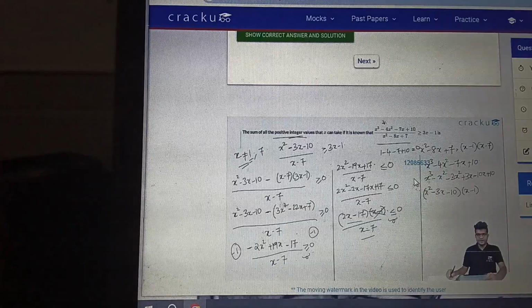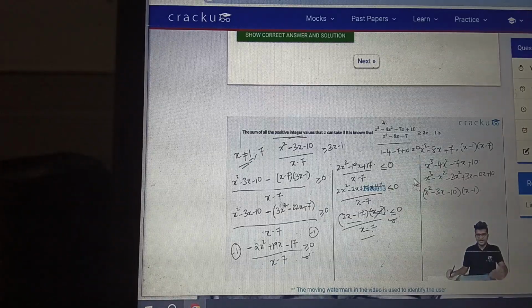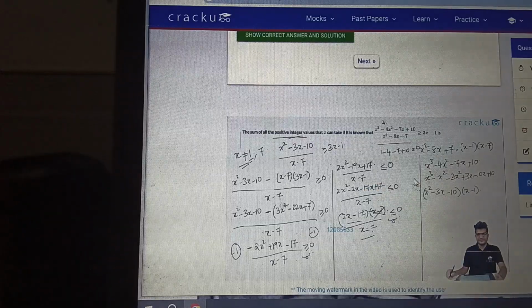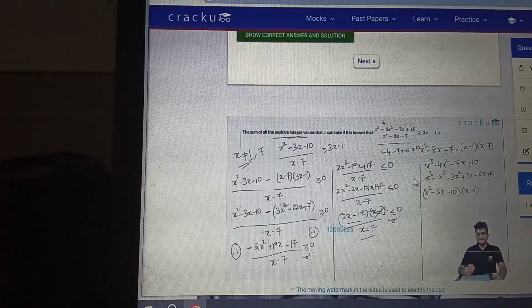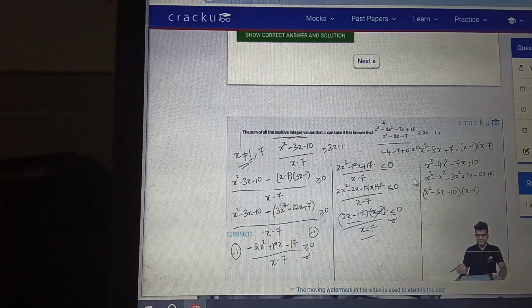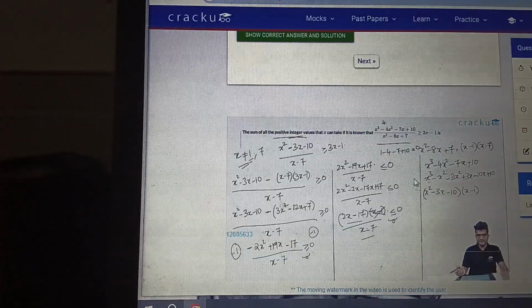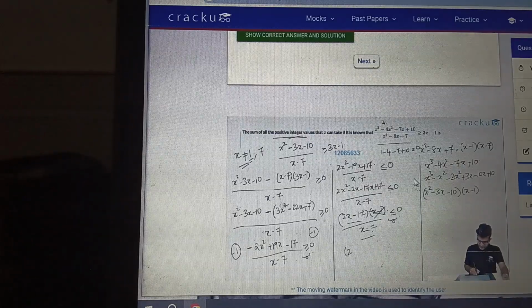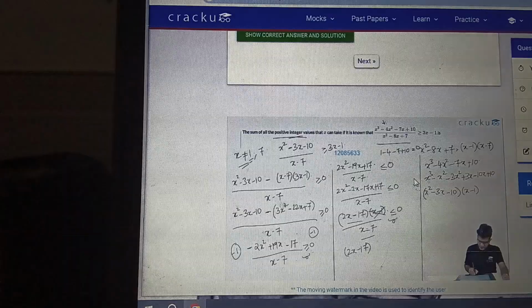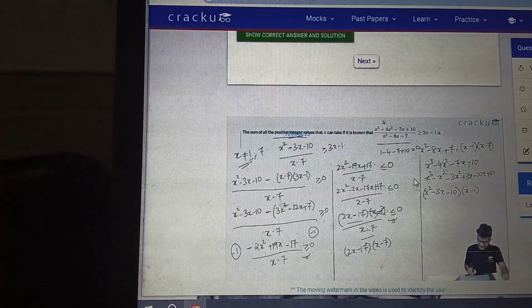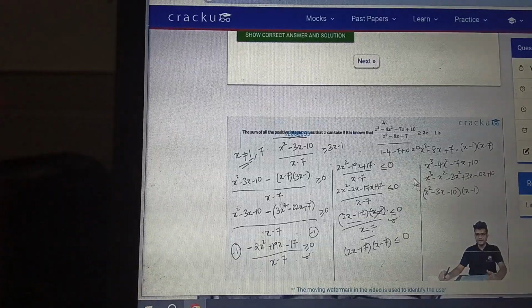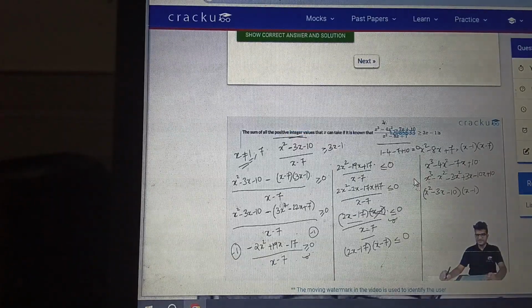To remove the denominator, let us multiply both the left hand side and right hand side with (x minus 7) whole square, which will again be a positive number. So again the sign of the inequality will not change. Multiplying the left hand side with (x minus 7) whole square, the inequality simplifies to (2x minus 17) into (x minus 7), and the right hand side remains unchanged, is less than or equal to 0. Now we know what values of x should satisfy this inequality.